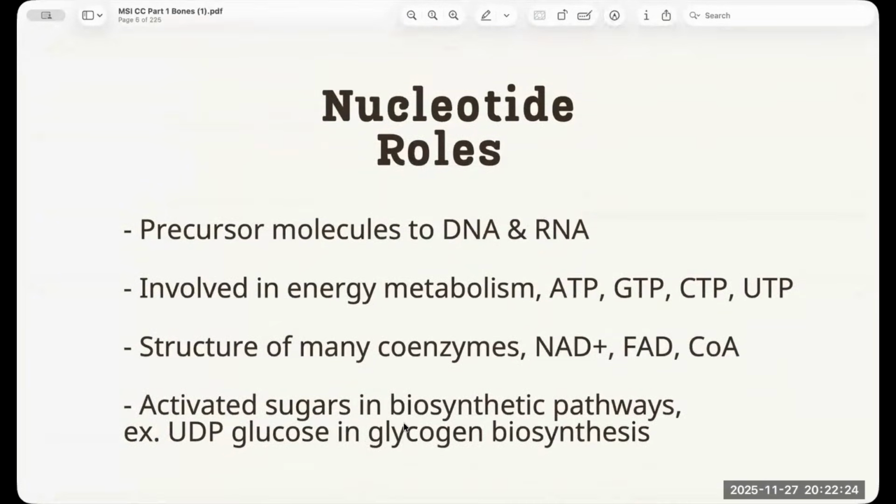The nucleotide roles, which is what makes everything make sense. All right. Why do we need to know the nucleotides? So first of all, they're important because they're precursors for DNA and RNA of our cells. Also, they're involved in energy metabolism, such as ATP, GTP, CTP, and UTP. Third, it is the structure of many coenzymes. And last, it activates the sugars in the biosynthetic pathways.